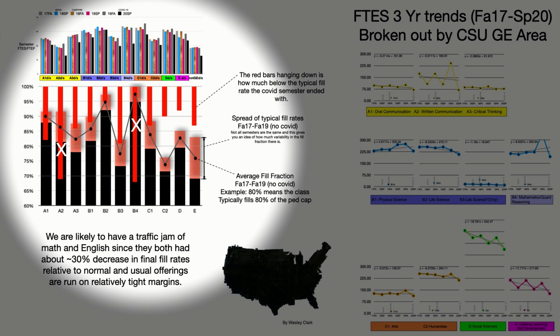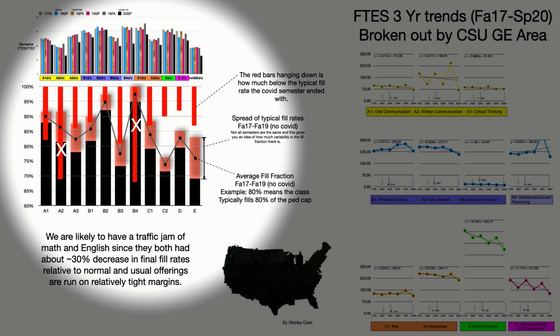The red bars hanging down is how much below the typical fill rate, fill fraction, the COVID semester ended with. So I made a calculation, like a predicted amount of fill rate, and then subtracted the actual fill rate observed from the predicted amount to get those values. And they have the same scale.